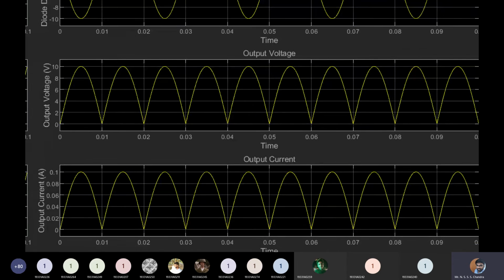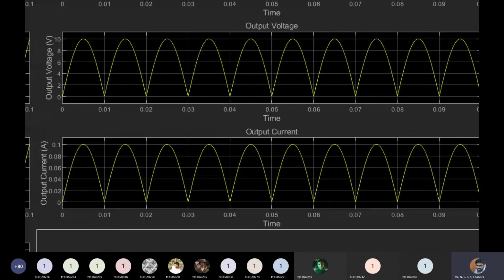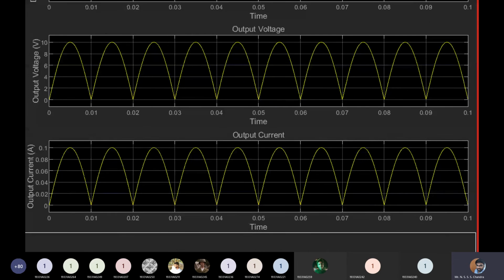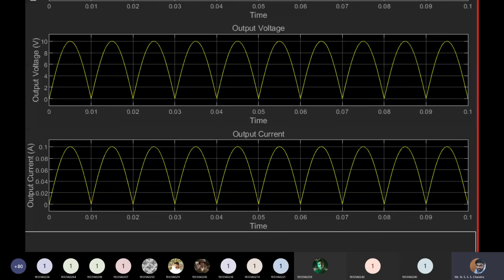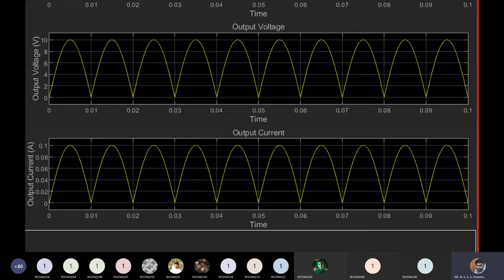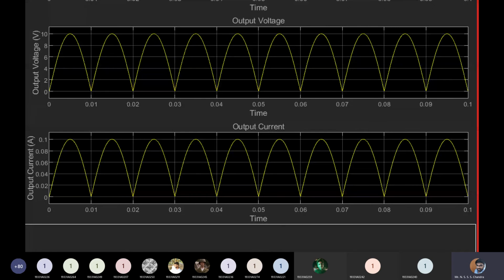And then the output current also follows the output voltage waveform, but the magnitude you can see is 0.1. Why is it 0.1? Voltage is 10 volts peak value divided by your resistor, which is 100. So 10 by 100 is 0.1. So the peak value of the output current is 0.1 amperes. Current is always measured in amperes.